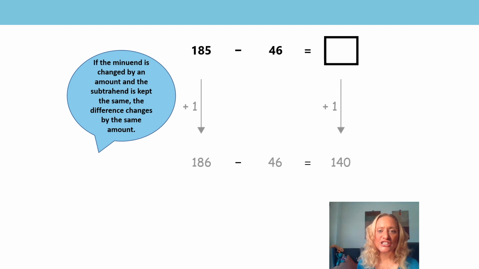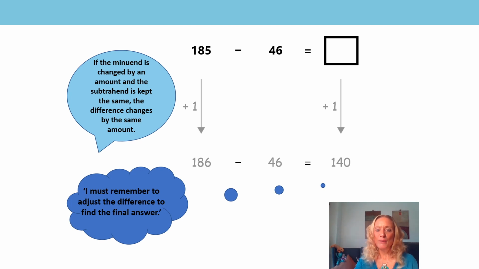Fantastic. And if I finish there, what do I need to remember to do? I need to remember to subtract 1, don't I? Because the difference has to decrease by 1 because I increased my minuend by 1. Brilliant. So the difference would be 139. How many of you did it that way? It's a really useful strategy, isn't it? Well done if you did. Did anyone do it differently?